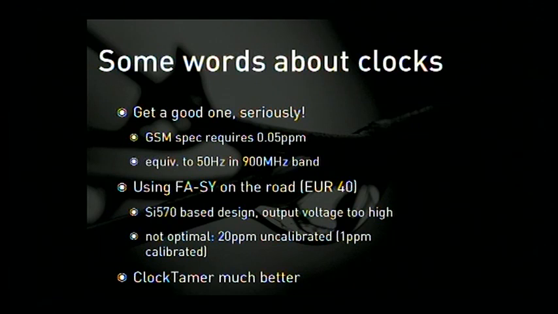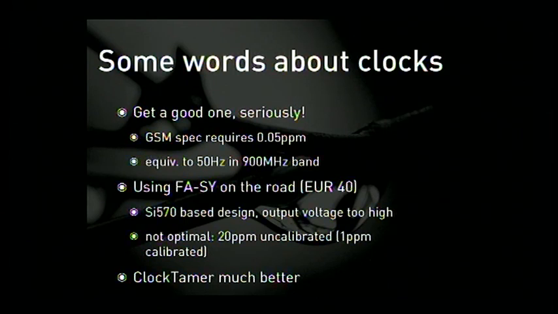It's just a quartz, and in the USRP that I bought for the University of Luxembourg, the clock drift sometimes was up to 500 ppm. And the GSM spec requires you to have about 0.05 ppm, which is 50 hertz if you're in the 900 megahertz band and 25 if you're in the 1800 megahertz band.